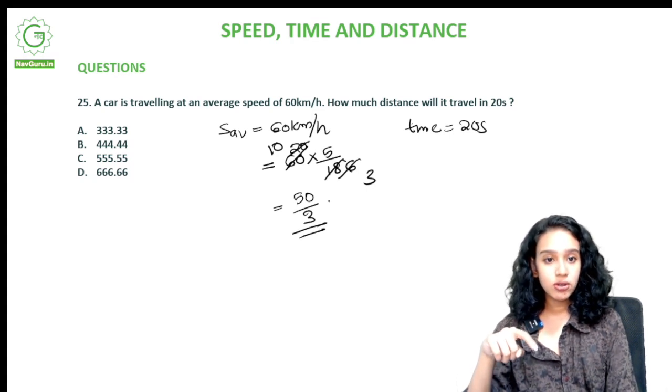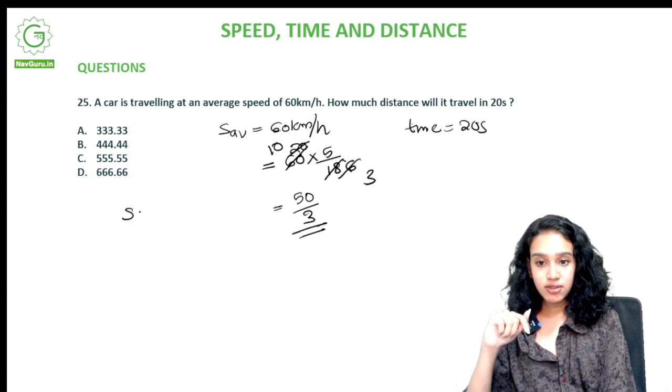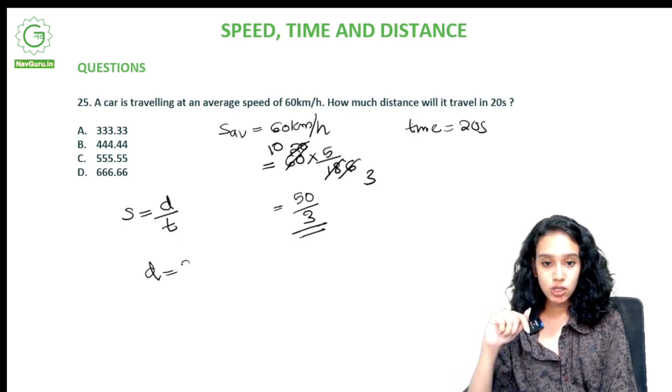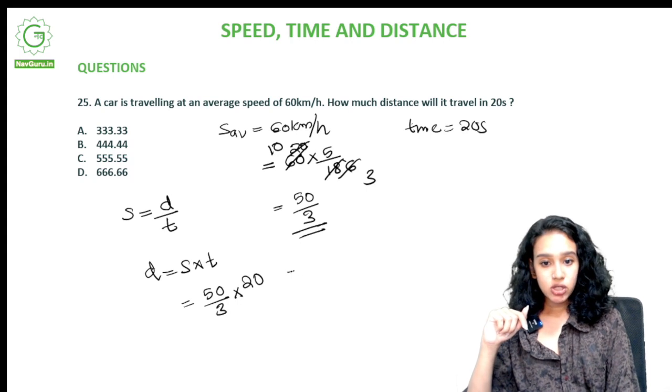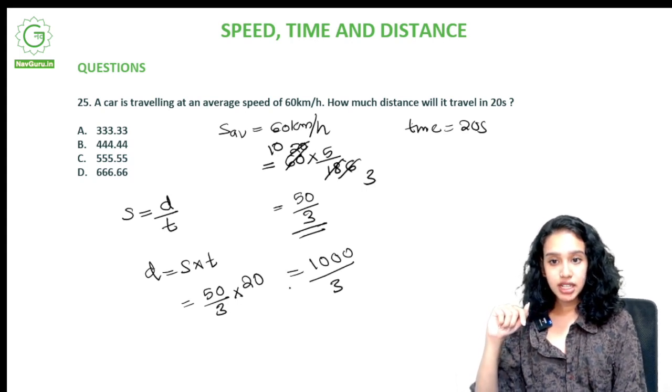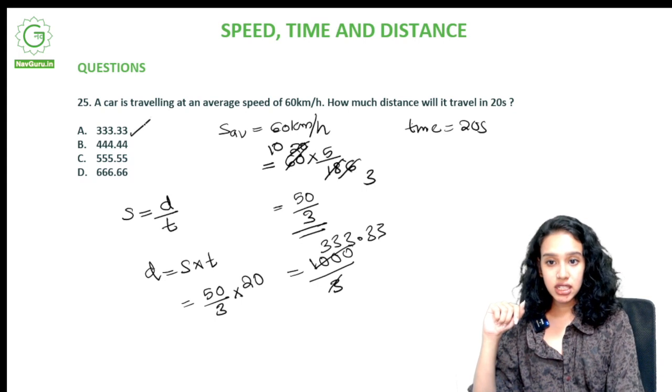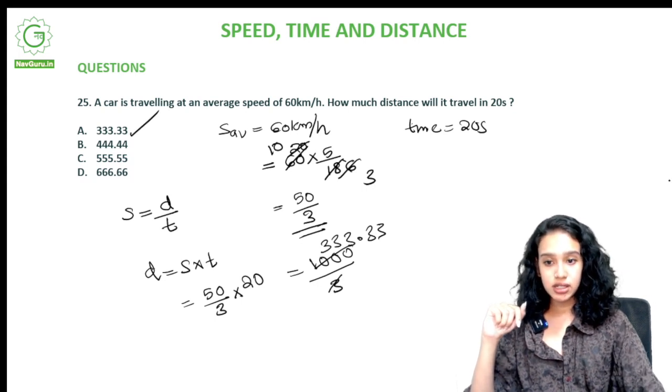Now, we have to calculate the distance it travels in 20 seconds. Speed is equal to distance by time, so distance is equal to speed into time. So, speed is 50/3 into time, which is 20. So 5 2s are 10 and we have 2 zeros, divided by 3, right? So this would be equal to 333.33. So 333.33 is the answer for this question, right?